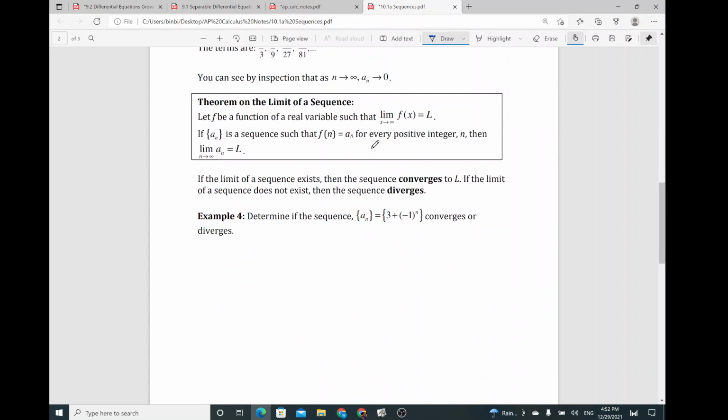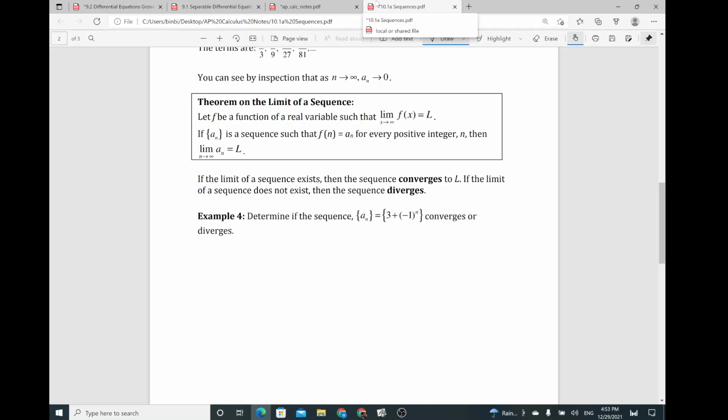Here's the theorem that you need to know on the limit of a sequence. Let f be a function of a real variable such that the limit of f of x as x approaches infinity equals L. If the set of a sub n is a sequence such that f of n equals a sub n for every positive integer n, then the limit of a sub n as n goes to infinity equals L.